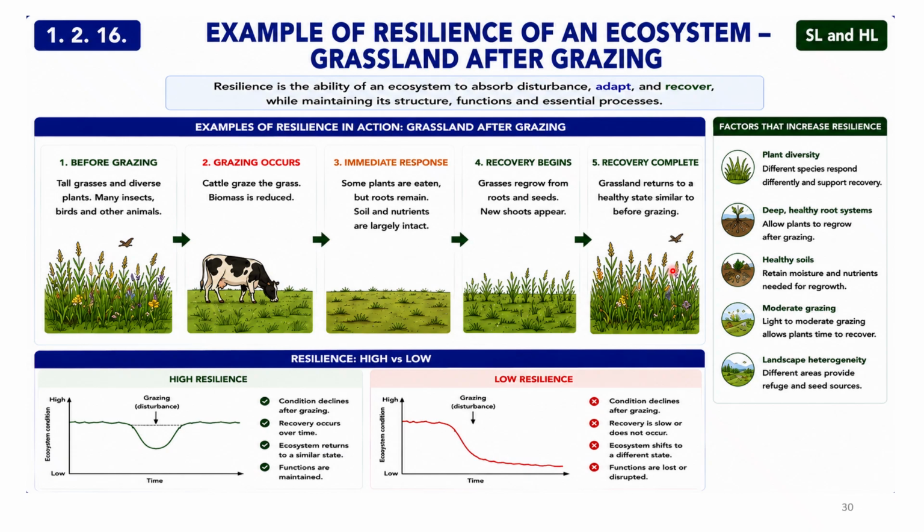For example, rotational grazing on well-managed rangelands allows vegetation sufficient time to recover between grazing periods. Resilience is strengthened by factors such as high plant diversity, deep and healthy root systems, fertile soils, moderate grazing intensity, and landscape heterogeneity. The comparison between high and low resilience shows that resilient grasslands recover rapidly after grazing, whereas degraded grasslands recover slowly, lose productivity, and may eventually shift to shrubland or barren land if overgrazing continues.